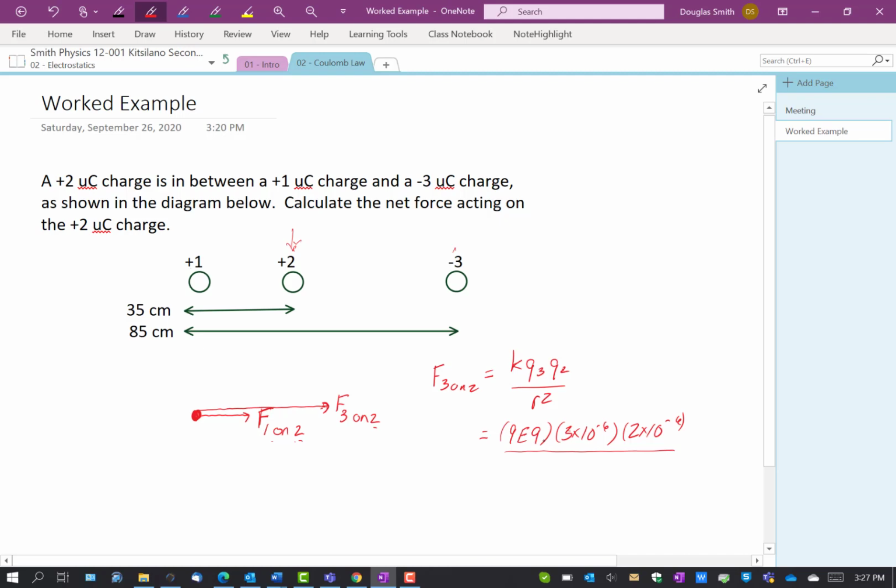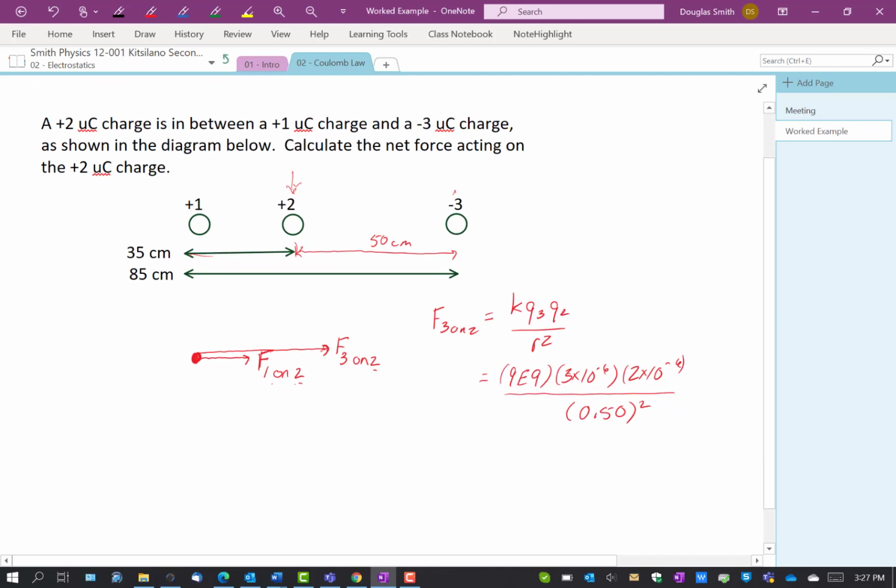And then the distance is, so if this is 35 from there to there, that's 85. That means this must be, better get this right, I believe that's 50 centimeters. Yeah. So I have to convert that to meters, and I'm going to square it. And that will give me the force.